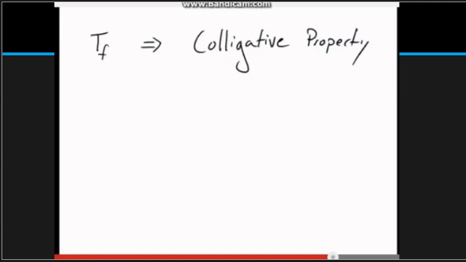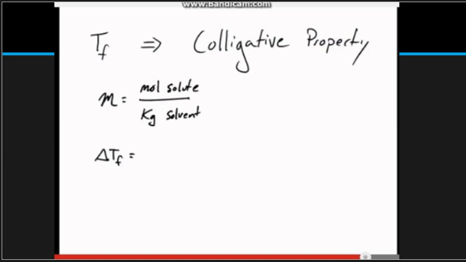The freezing point of a solution is called a colligative property, which means it's dependent on the molality of the solution. The molality of a solution is calculated as the number of moles of solute divided by the kilograms of solvent. The change in the freezing point of a solution is given by K sub F times the molality, where K sub F is a constant intrinsic to the solvent.